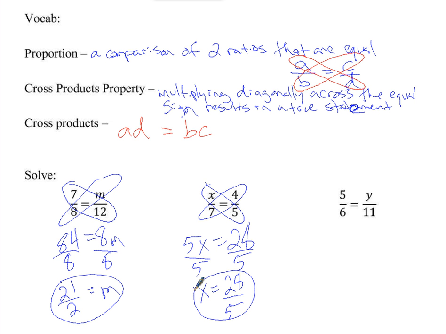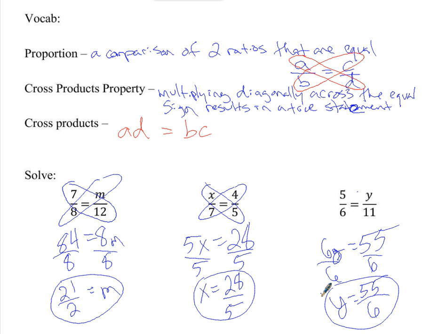All right, do the last one. So what do we do? So what do I get when I use the cross products property? Equals 55, okay. 55 over 6. That does not reduce. The factors of 55 are 5 and 11. 5 is prime, 11 is prime. The factors of 6 are 2 and 3. None of those match. This does not reduce.